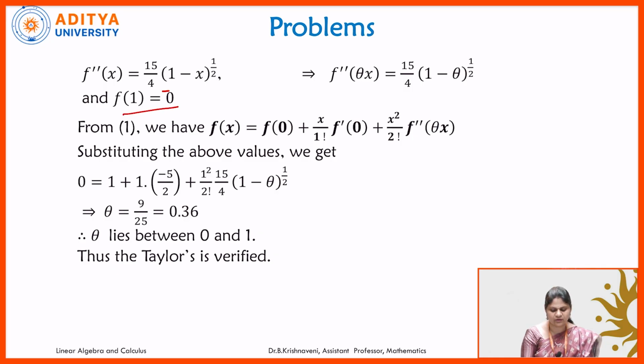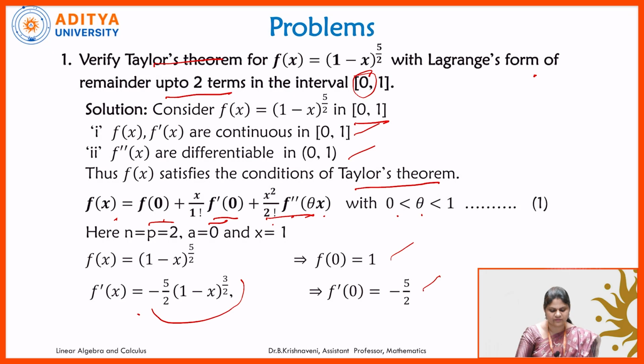So hence from that we got f of x is equal to f of 0 plus x by 1 factorial into f dash of 0 plus x square by 2 factorial into f double dash of theta x. Substituting the above values, you got f of 1, that is 0, is equal to 1 plus 1 into minus 5 by 2 plus 1 square by 2 factorial into 15 by 4 into (1 minus theta) whole power 1 by 2. And simplify this to find out the theta value, and you got theta is equal to 0.36, which is exactly in between 0 and 1. Hence the Taylor's theorem is verified. The question is to verify Taylor's theorem.